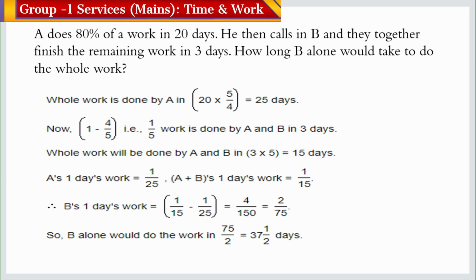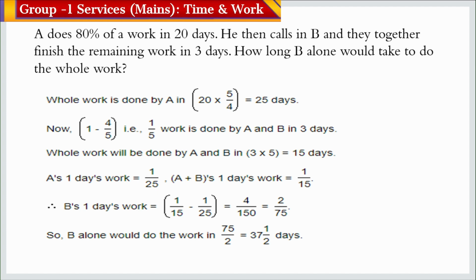This 20% of work remains at the particular time when A takes the support of B. A and B together work and they completed the remaining 20% work in 3 days. So, if B works alone, how many days will it take to complete that work? B works alone, this is the question. Now, we will see that.